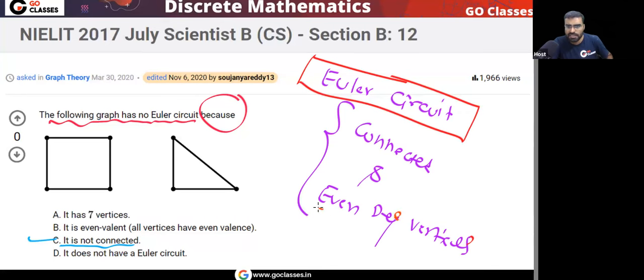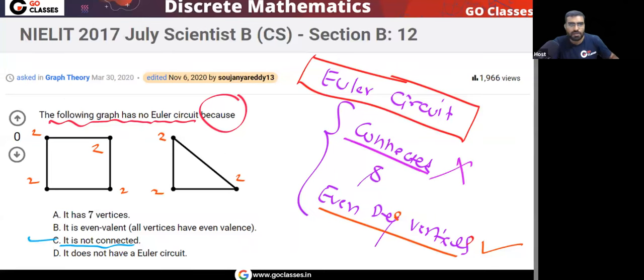So this is also satisfied by this graph. Degree 2, degree 2, degree 2, degree 2, degree 2, degree 2, degree 2. This condition is satisfied, but this condition is not satisfied. Agree with me? So here the answer will be option C, also option D. Of course, the answer will be option D, because this graph has no Euler circuit.